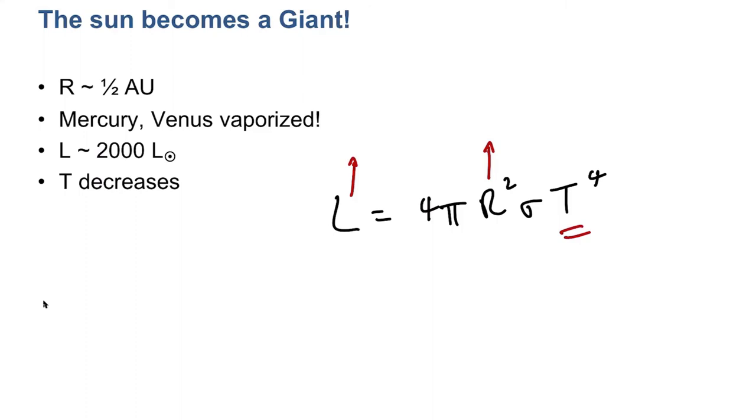That is the surface temperature. Remember, the core temperature is going up and up and up. But the surface temperature, as these outer layers get pushed out further and further, actually goes down. And that's the only temperature we can really measure directly anyway.